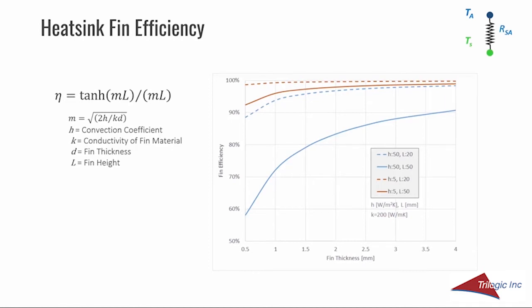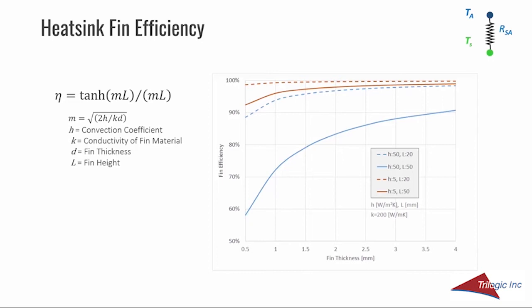as fin efficiency, and is the ratio of the actual heat transfer rate and that if the fin was at a uniform temperature. The formula shown is based on the assumption that the fin tip is adiabatic. The plot shows the fin efficiency versus fin thickness for fins at two heights and two heat transfer coefficients. The fin is assumed to have a thermal conductivity of 200 watts per meter Kelvin.